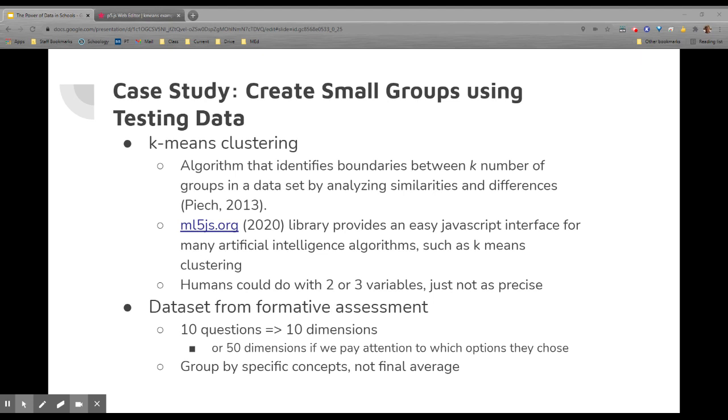This is, again, something humans really couldn't do by looking at a graph, but computers can calculate the distance between those points, even in 50 different dimensions.